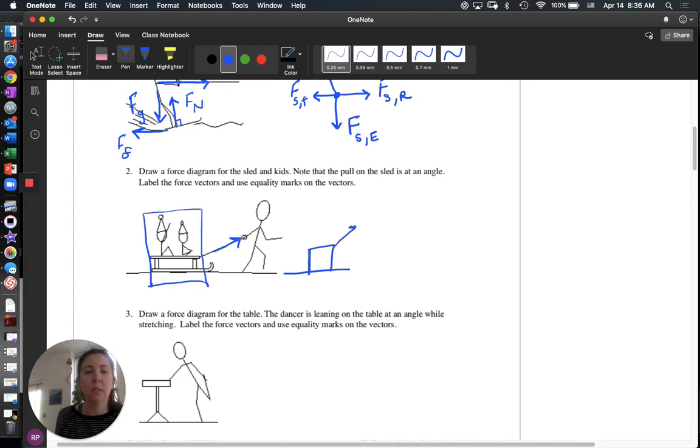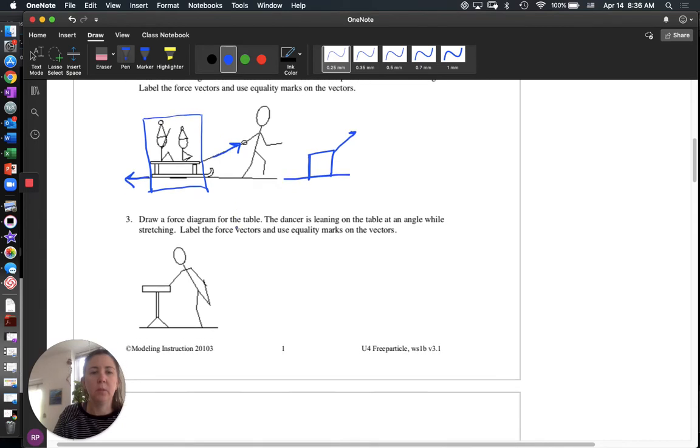Treat it as a crate that's being pulled at an angle. You can make the decision whether there's friction or not. If you've ever been pulled on a sled, you probably know that there's a little bit of friction that's going to be pulling backwards on it. So there'll be some friction, there'll be some gravity, there'll be a normal force. So it's going to be sort of similar to number one.